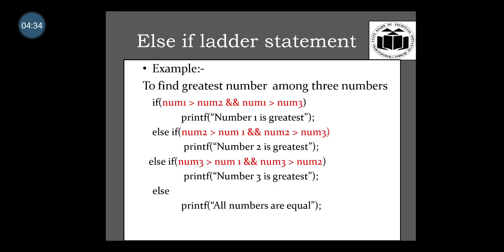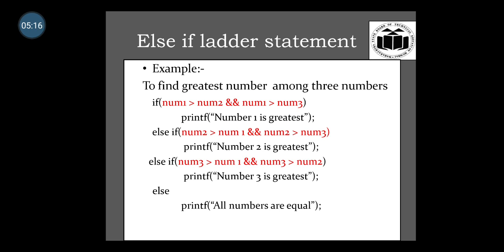Next, an else if ladder example is given. If you want to find whether number 1 is greater or number 2 is greater among two numbers, then we can use the if else statement. But if you want to find the greatest number among three numbers, then we have to use the else if ladder. See, there are multiple conditions, not only one condition. In number 1 and number 2 there is only one condition, but here there are three numbers: number 1, number 2 and number 3.